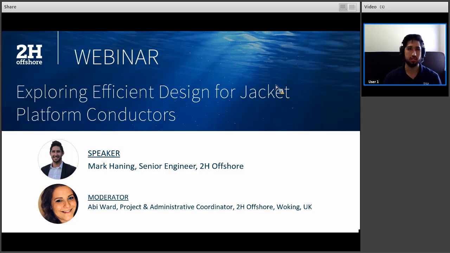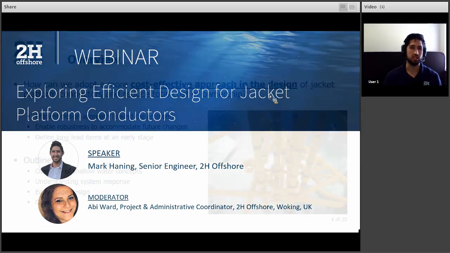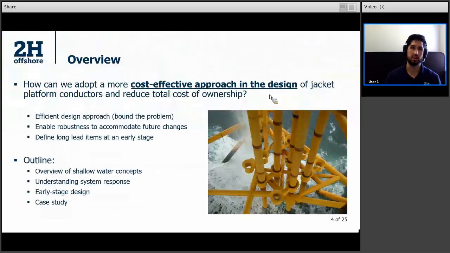So just a quick overview of what we're going to be talking about today. I'm really going to be focusing on how we can adopt a more cost-effective approach in design, specifically of jacket platform conductors. Ultimately, what we want to do here is reduce the total cost of ownership. So it's not just about putting a lot of effort in at the front of the design, but it's also about reaping the rewards of that towards the end.